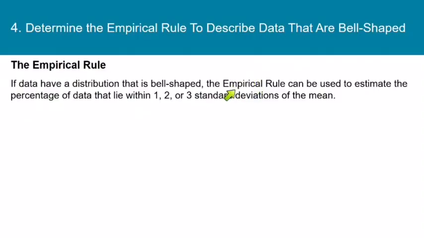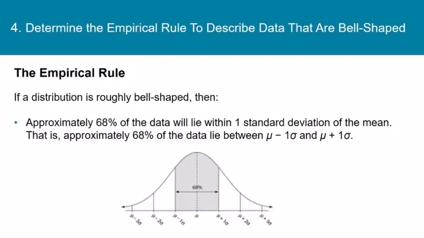And also, the word empirical means observed. So this rule does not have to be derived from some mathematical concept. It can be just observed by handling several bell-shaped data sets. And let me show you what we're talking about here. So the empirical rule comes in 3 parts, and it says if a distribution is roughly bell-shaped, then approximately 68% of the data will lie within 1 standard deviation of the mean. That is, approximately 68% of the data lie between mu minus 1 sigma and mu plus 1 sigma. And remember, sigma stands for standard deviation.